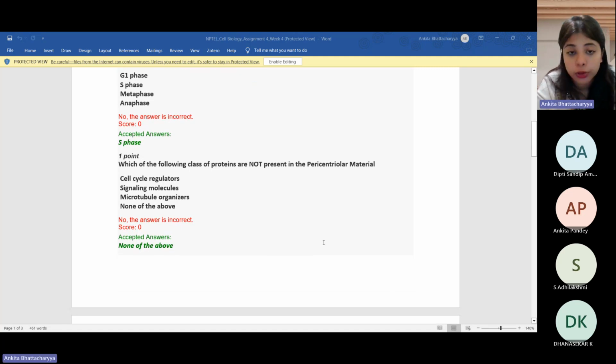Which of the following classes of proteins are not present in the pericentriolar material? I did not discuss the PCM composition, but basically they have cell cycle regulators, they have signaling molecules, and they certainly have microtubule organizers, because from there the microtubules can originate and the mitotic spindle assembly can take place. So all three of them are correct. Therefore, none of the above is dispensable for pericentriolar material, and that makes the fourth option correct.